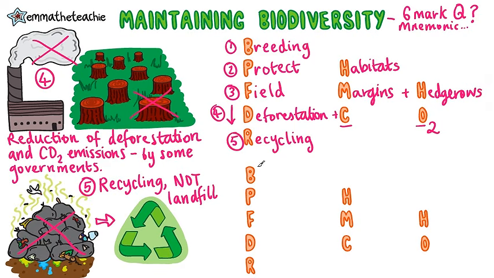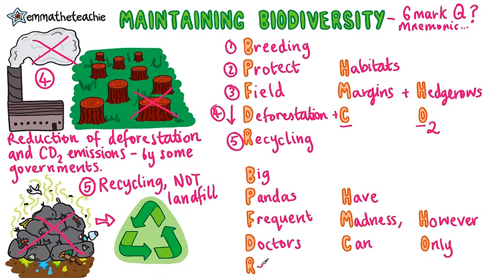Now we'll go through and make a mnemonic, which is a silly sentence to help you remember these letters. You can learn more about this in my mnemonic video, but here's one that I've come up with. Big pandas have frequent madness. However, doctors can only record. So I'm imagining a grumpy panda and a doctor standing nearby looking at them and recording their observations.